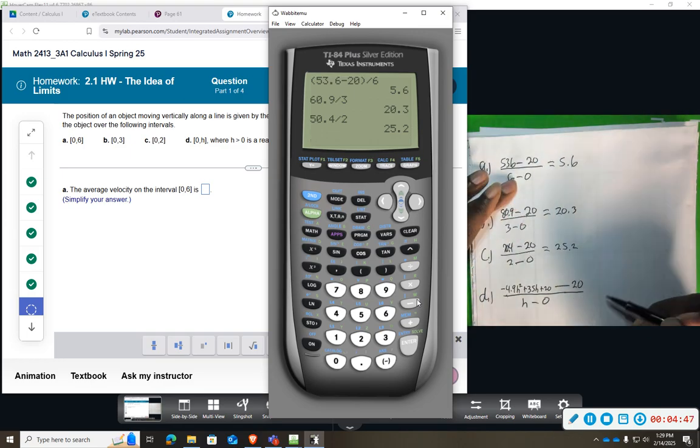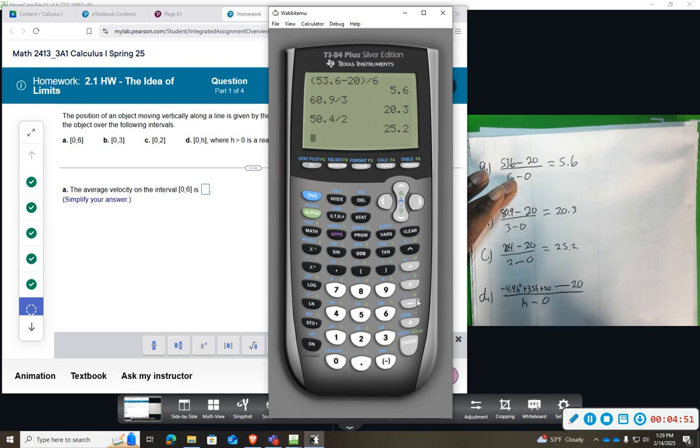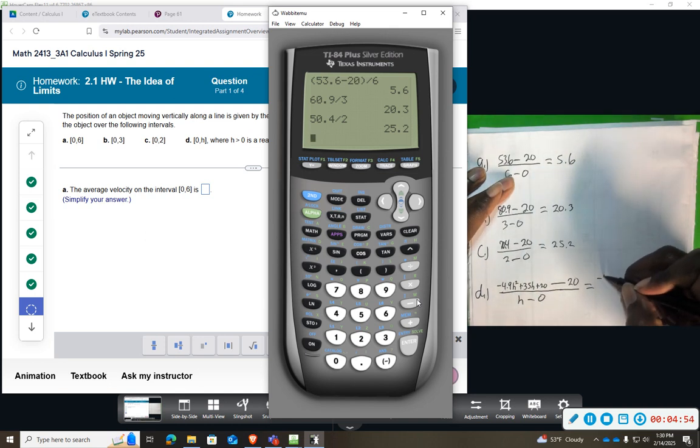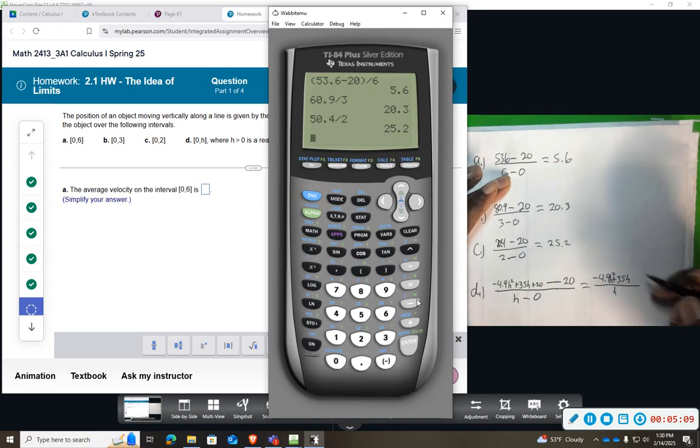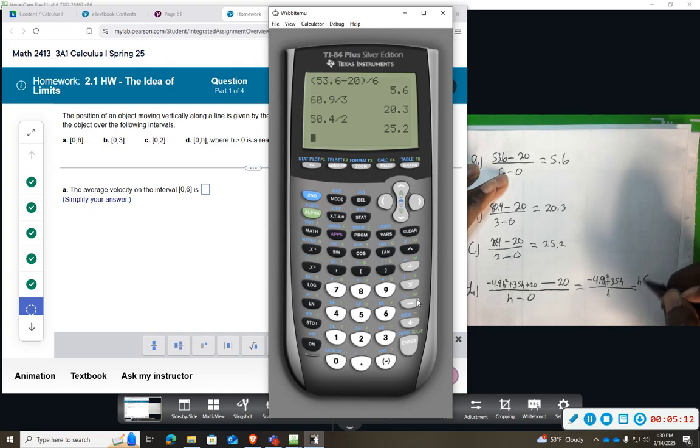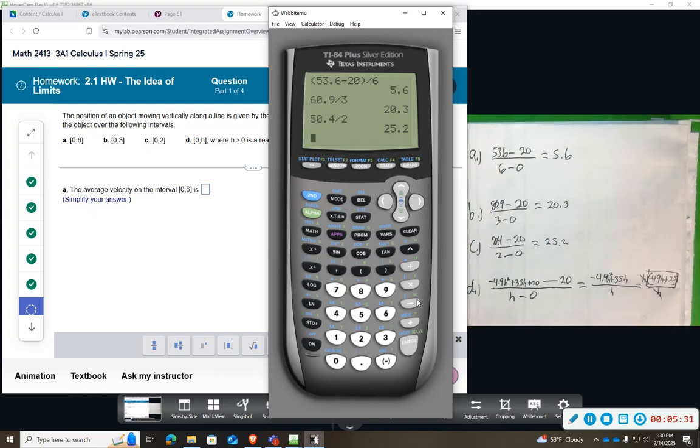And then here we're going to have a function value. You've got a positive 20, a negative 20. They're going to cancel each other out. So you'll be left with negative 4.9h squared plus 35h. And then h minus 0 is h. Okay, you can factor out an h. So pull out an h, and that will leave you with negative 4.9h plus 35. And then h will divide out top and bottom, and we'll be left with this expression, negative 4.9h plus 35 for the last function value.